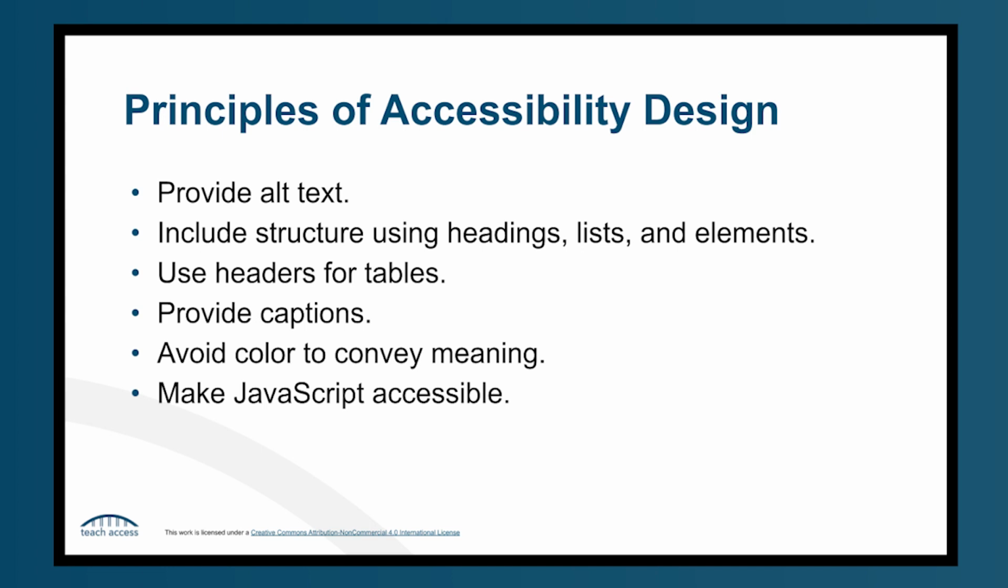Principles of accessibility design. Provide alt text. Use headings, lists, and other structural elements. Use headers for tables. Provide captions. Avoid color to convey meaning. And make JavaScript accessible.